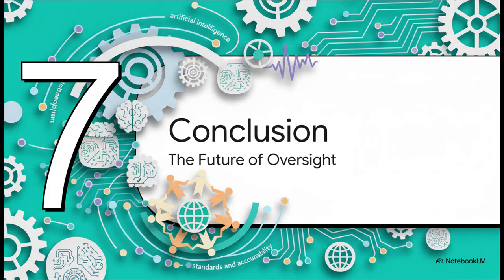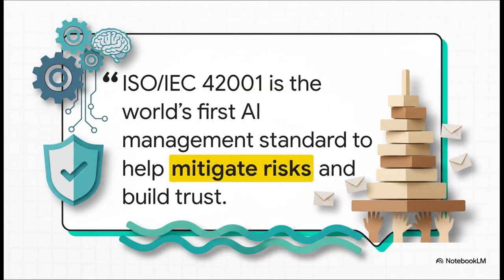So, what does this all mean when we zoom out? Well, this 3-phase framework isn't just a helpful idea. It's actually part of a much larger global movement to create real standards and accountability for artificial intelligence. The work that you do in an IRB connects directly to these huge international efforts, like ISO 42001, which is the world's first ever standard for managing AI. The goal, as the standard says right here, is to mitigate risk and build trust. Your review process is the boots-on-the-ground work that makes all of that possible.